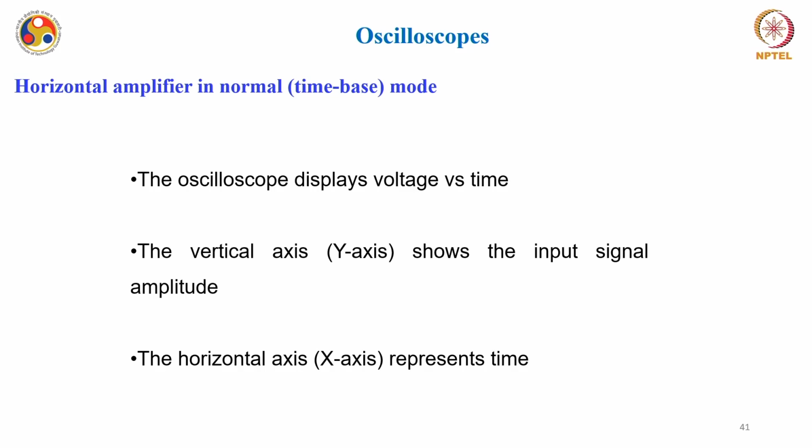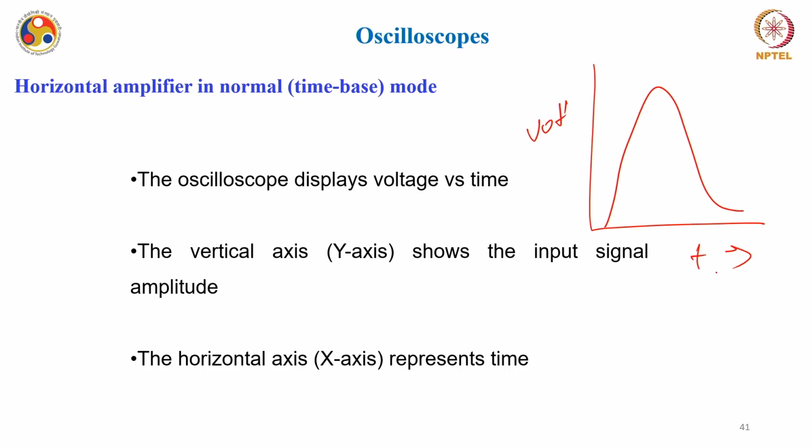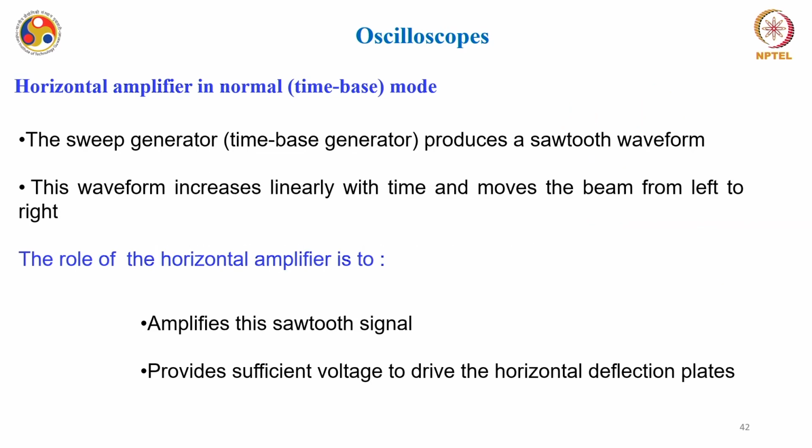When it is operating in the normal or time-based mode, the oscilloscope displays voltage versus time, okay. The vertical axis shows the input signal amplitude like this. Say this is the voltage and the x-axis represents the time, right. The sweep generator or the time-based generator produces a sawtooth waveform and the waveform increases linearly with time and moves the beam from left to right.